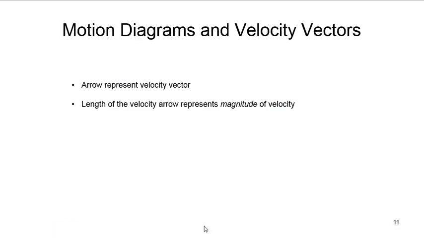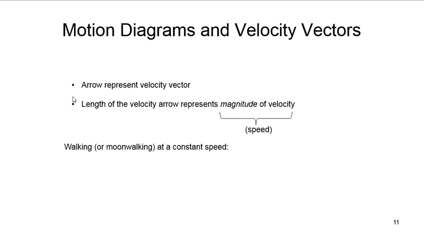Okay, so let's bring the idea of velocity into our motion diagrams. The arrows that we were drawing, those were actually velocity vectors. If the word vector scares you, just for now, let's call it an arrow. Okay, so the length of that arrow that we drew represents the magnitude of the velocity. Magnitude just means how big is it? And in the case of velocity, the magnitude of the velocity is the speed. Okay, so a bigger magnitude means faster.